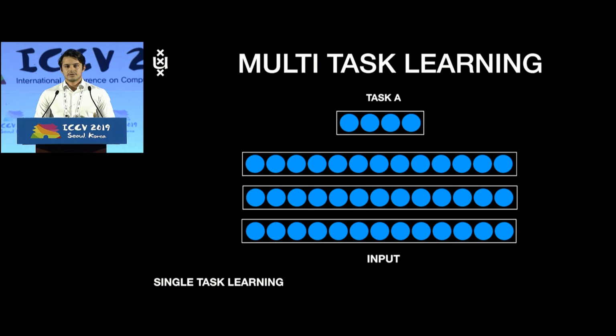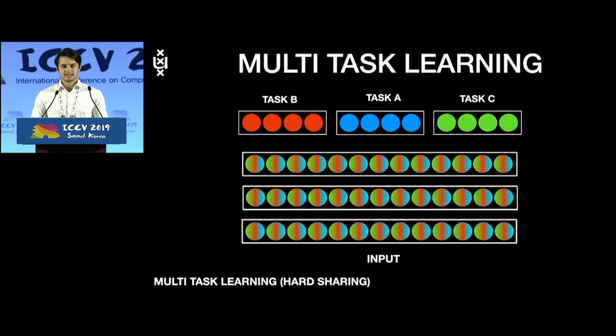Let's build up to how we address these issues. So to start, we begin with a single task learning model where we have an input layer, some hidden layers, and an output layer. A natural transition from this state to multitask learning is to just add more outputs to this model and then share the units that are in between.